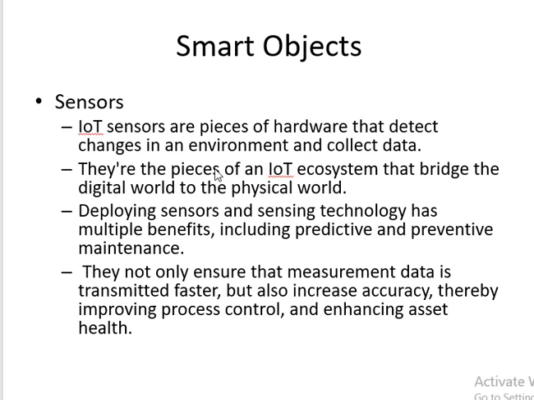And sensors and smart objects. IoT sensors are pieces of hardware that detect changes in an environment and collect data. They are the pieces of an IoT ecosystem that bridge the digital world to the physical world. Deploying sensors and sensing technologies has multiple benefits, including predictive and preventive maintenance. They not only ensure that measurement data is transmitted faster but also increase accuracy, thereby improving process control and enhancing asset health.